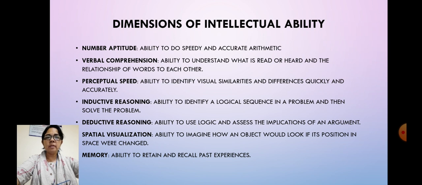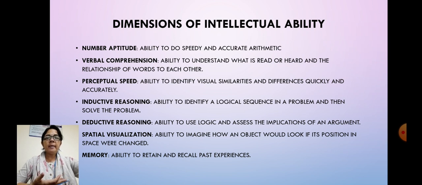Then verbal comprehension, the ability to understand what is read or heard and the relationship of words to each other. We have been doing comprehension passages since school days, and basically it focused on how much we were able to remember and relate to each other. Then perceptual speed, the ability to identify visual similarities and differences quickly and accurately.